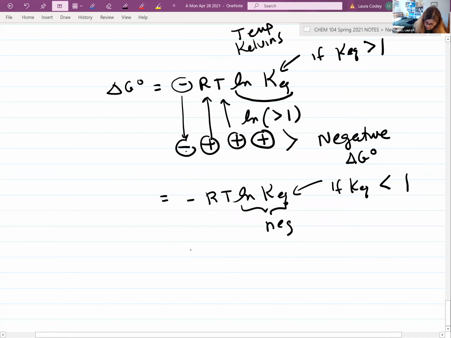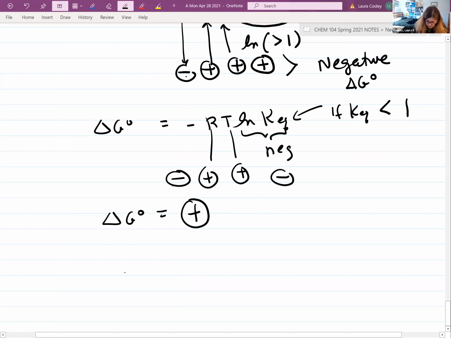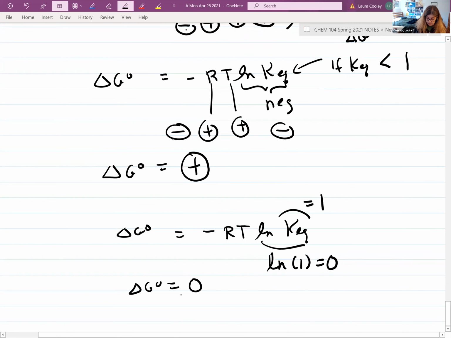Okay. And so you have a negative times temperature, which is positive, times R, which is positive, times a negative. Negative times a negative is a positive. So delta G zero is positive. And the last thing is, if K equilibrium is equal to 1, then ln of 1 is 0. And so delta G zero is simply 0.